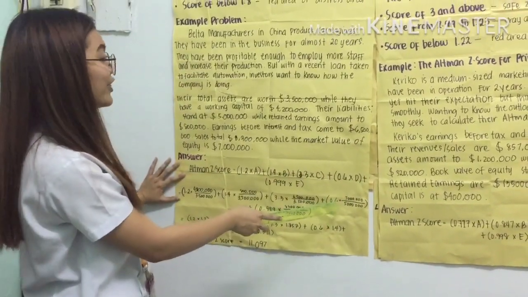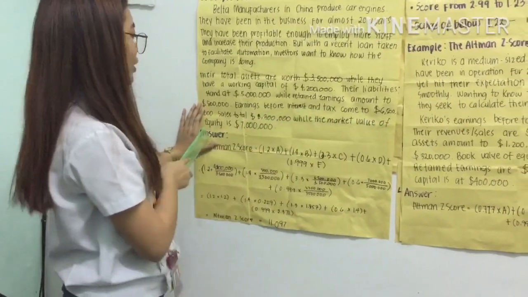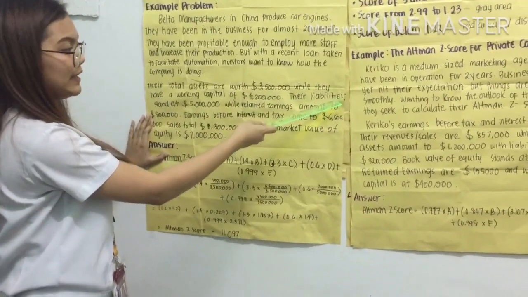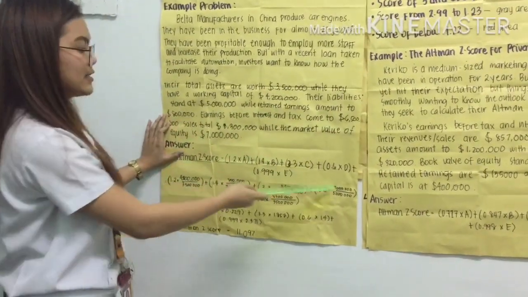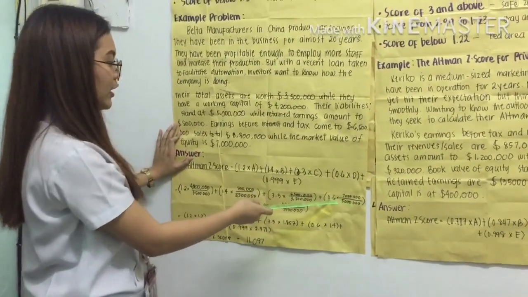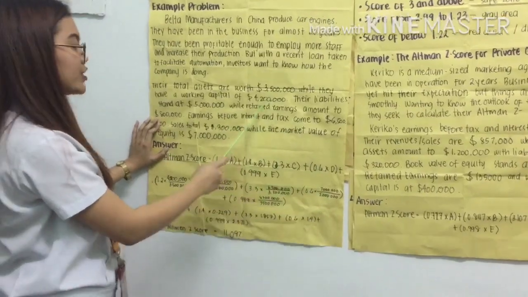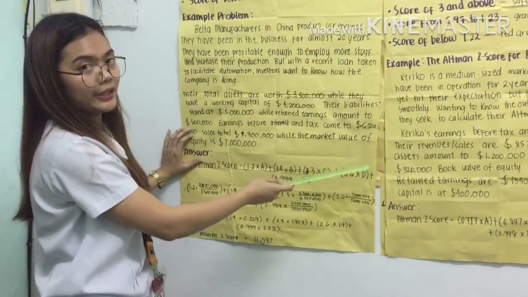For letter D, market value of equity will be divided by the total liabilities. So our market value of equity is 7 million over the liabilities, which is 5 million. The quotient of this will be multiplied by 0.6, and the answer will be letter D.